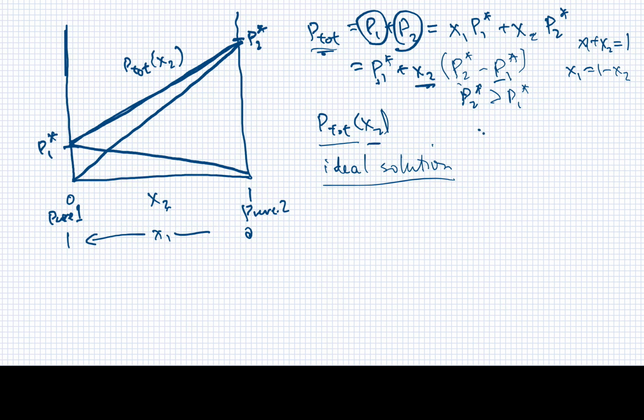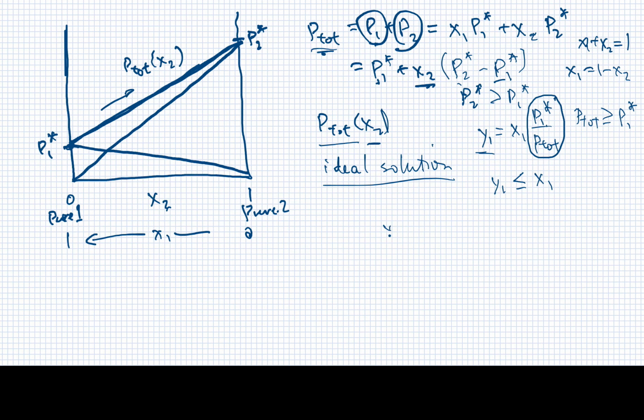Now, I also want to point out that y1 is equal to x1 times P1 star over P tot. x1 times P1 star is just P1, so this is just Dalton's law, relating the mole fraction in the gas phase to its partial pressure divided by the total pressure. In this case though, look at this quantity here. P1 star is this point down here, and P tot is all of these points along here. So P tot is always greater than or equal to P1 star. That means that this number here is always less than 1, which means that y1 will always be less than or equal to x1.